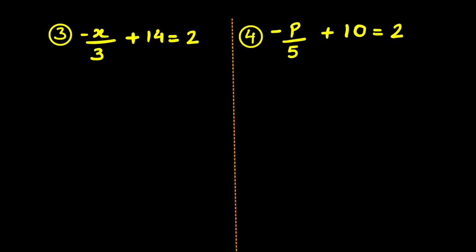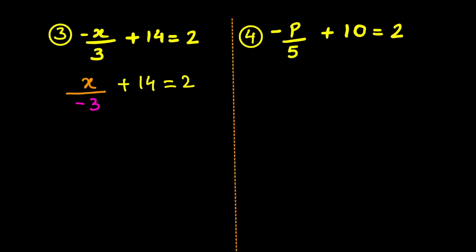Example 3. So it is -x divided by 3 plus 14 equals 2. So here we see that the minus sign is with the variable. So first step is we rewrite this equation. We will move this minus sign with this 3. So we rewrite it as x divided by, and this minus sign now comes in the bottom, and we write plus 14 equals 2. So rest of the terms are same.